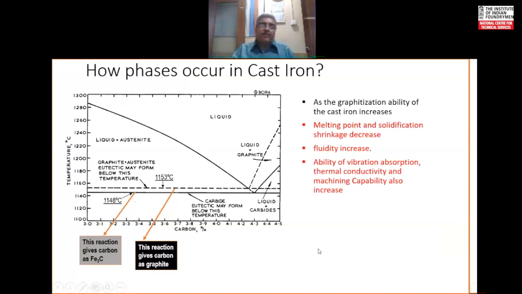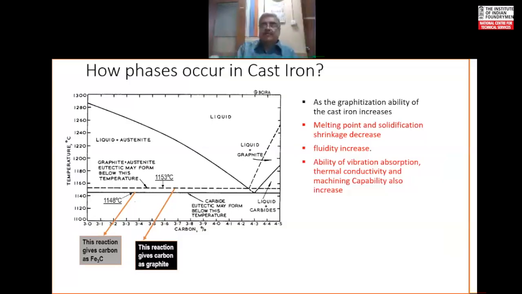Now, as the graphitization ability of the cast iron increases, the melting point and solidification shrinkage decrease. Because as your carbon equivalent increases, as you can see, this particular line, which forms a boundary between liquid and austenite on the left-hand side, this is your liquidus line. As you can see, that line is dipping. That means the temperature at which solidification starts is coming down.